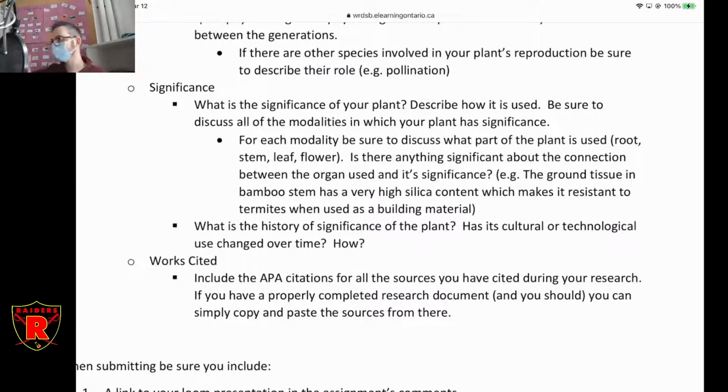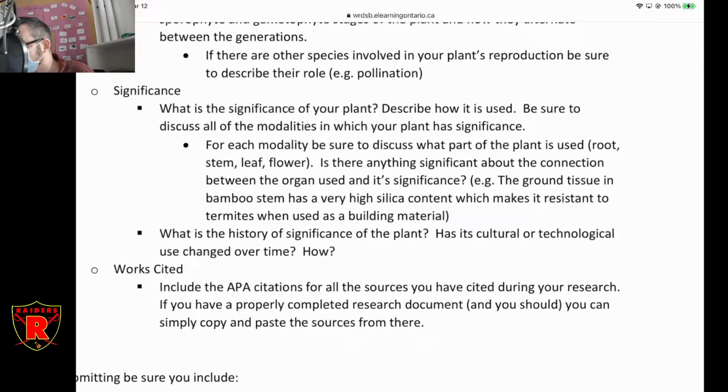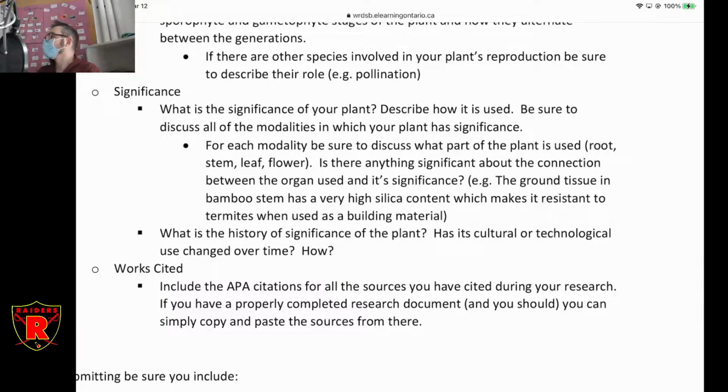And then sort of like the last element here is you're going to be discussing the significance of the plant. So how is it used? Tell me all the different ways that it could potentially be used. What part of the plant is used? Is it the root, stem, leaf, flower, etc.? Is it a particular part of the leaf, root, stem, flower? Is it the bark or the cambium or the whatever? Again, you guys are becoming familiar with the anatomy of the plant here. What parts are being used? And is there any significance between which organ is used and how it is used?